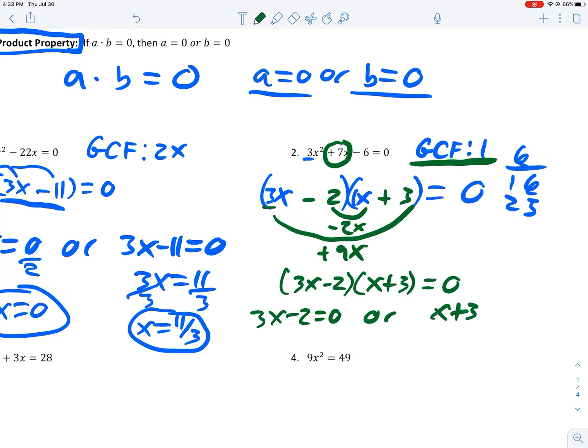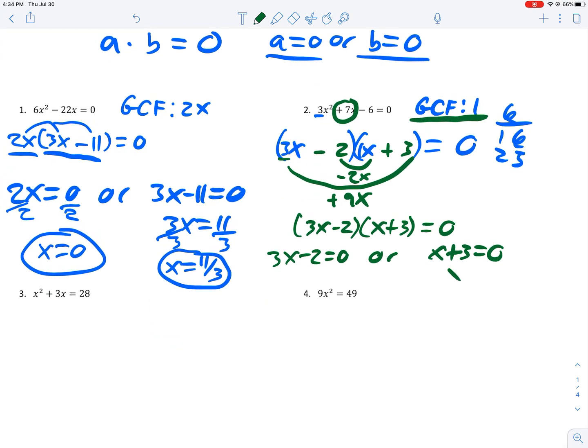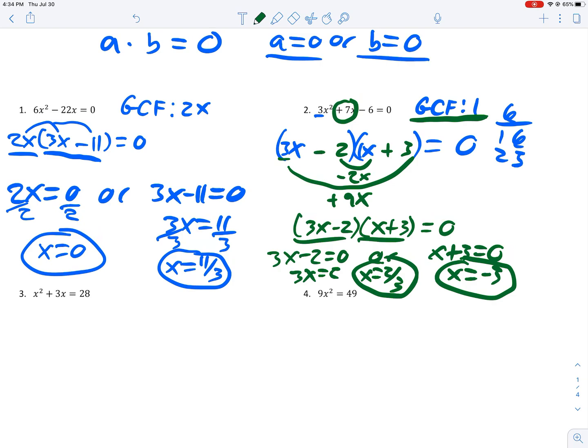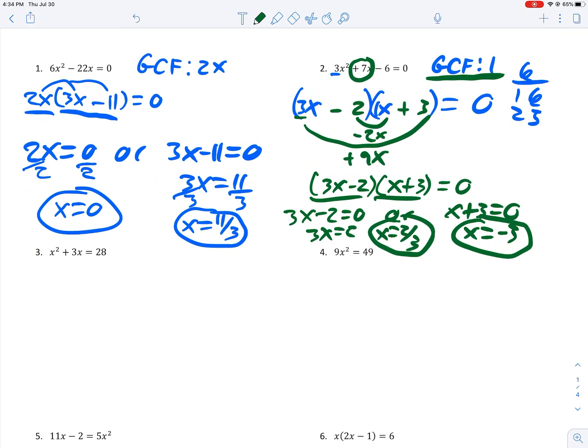So either 3x minus 2 equals 0 or x plus 3 equals 0. Subtract 3. Add 2, divide by 3. So you get 2/3 or negative 3. Those are your two solutions. So it's a quadratic: set it equal to 0, try to factor it. Once I get there, I set each factor equal to 0. When you're multiplying two factors together and they equal 0, one of them has got to be 0. I don't know which one, so we're just going to assume one of them is 0, make both 0, and solve.